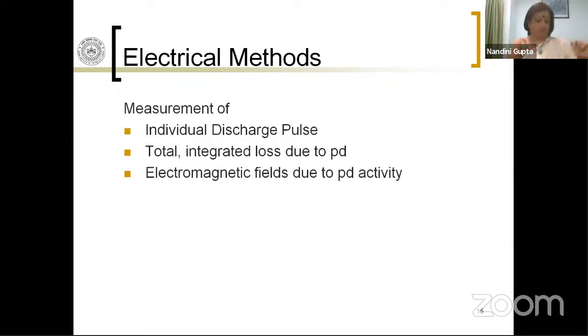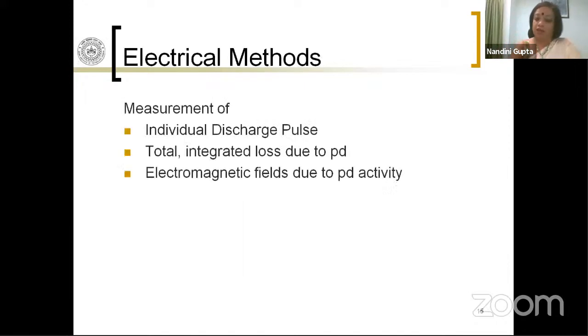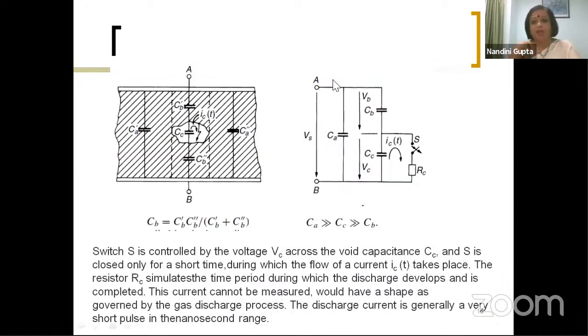Imagine you have a discharge. Whenever you have a discharge, when you have a current, there is of course electromagnetic radiation because of the current. And it is possible to detect this by trying to detect the electric magnetic field. But I'm not going to talk about that. I am going to talk about the conventional electrical method only.